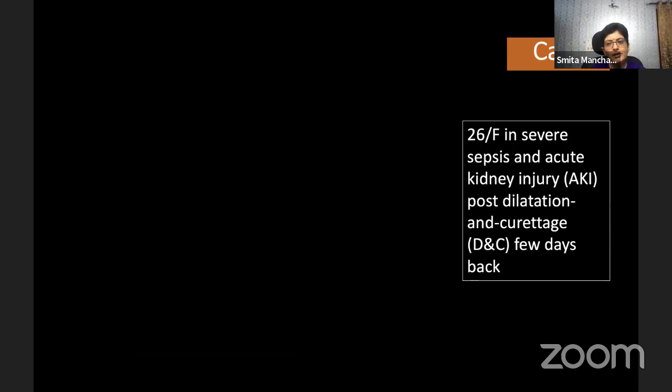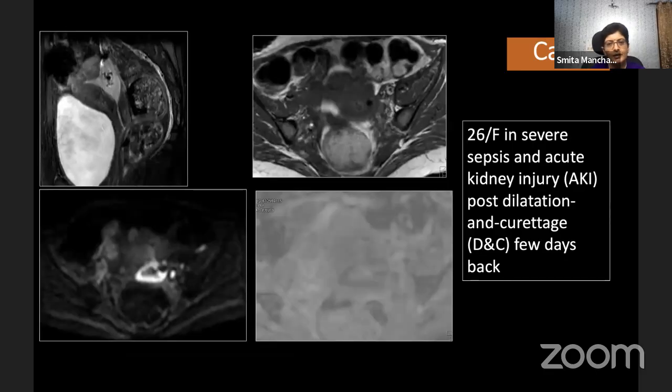Now a 26-year-old lady, she's in severe sepsis and acute kidney injury, post-dilatation and curettage done a few days back. So now what has happened? She's not really bleeding, but she has gone into sepsis. So why has that happened, with an acute renal shutdown? Because what we see on the MR, this is the endometrial cavity and this is the myometrium, and we can see that there has been a perforation.